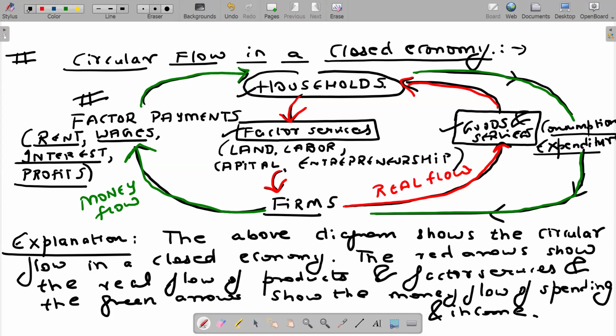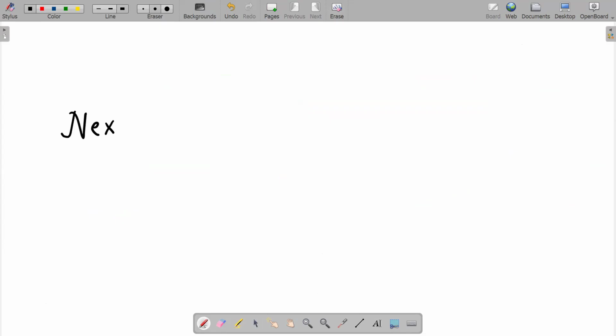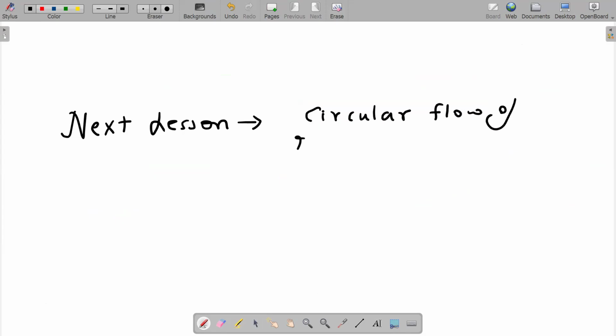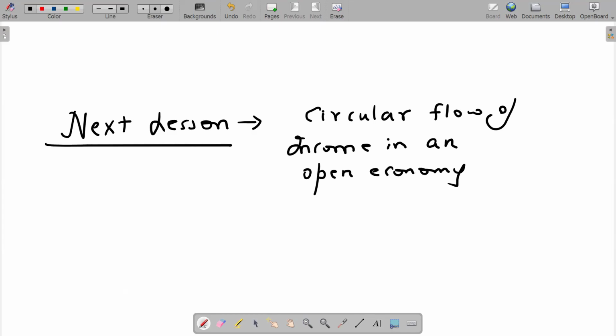Okay, so hoping all students have understood this, I stop in this particular lesson. It was a short lesson where the objective was to introduce all students to the simple circular flow model, and the circular flow model in a closed economy. In the next lesson, we are going to talk about circular flow of income in an open economy.